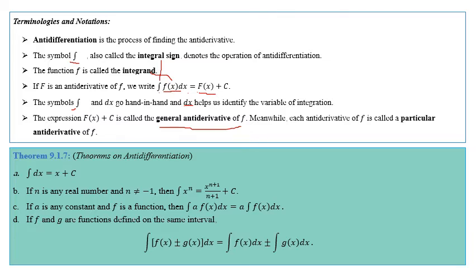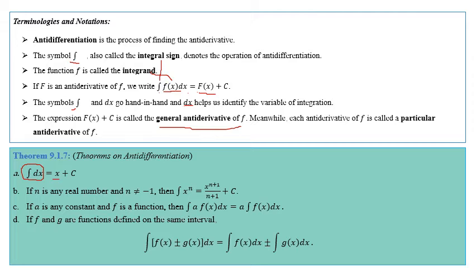Sa Theorem 9.1.7, theorems on antidifferentiation, class, we have 4 theorems on antidifferentiation. The first theorem is the integral of dx equals x plus C. So pag nakita ninyo ito, class, ang given is integral of dx, automatic na ang integral nito is x, or ang antiderivative ni dx is x plus C. Do not forget the constant C, capital letter C dapat, right after kayong nag-integrate or nag-antidifferentiate.